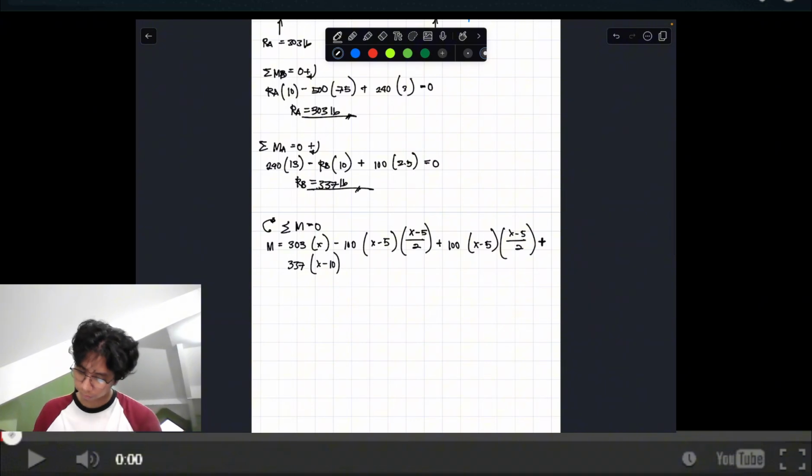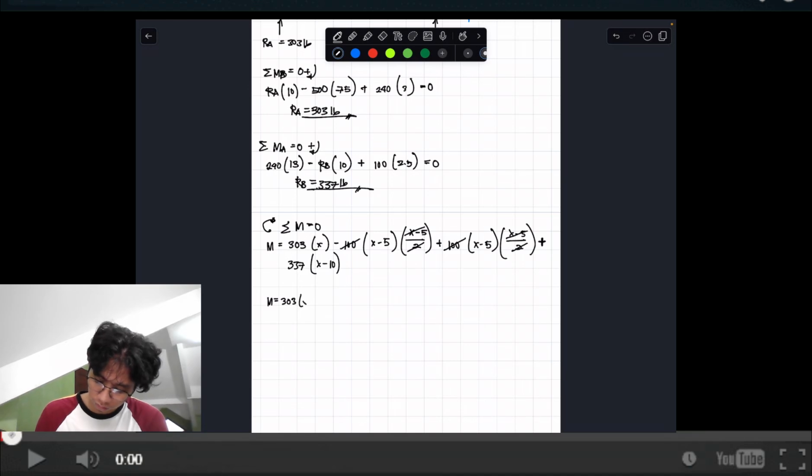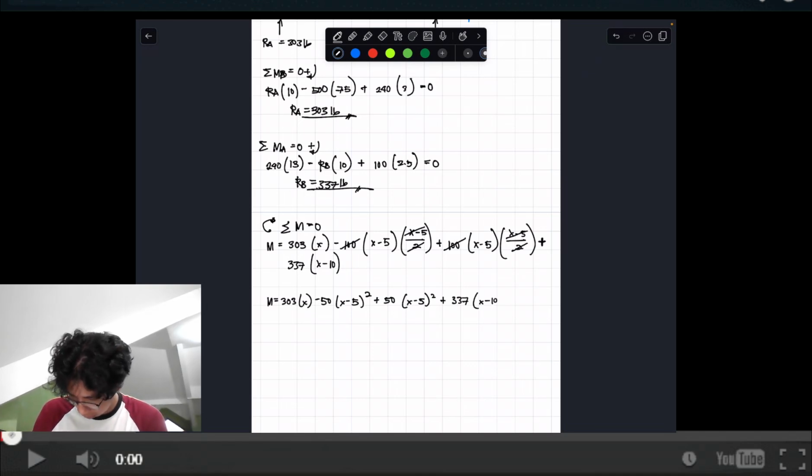So, ang mangyayari is 100 divided by 2, magiging 50. Maalis to, magiging squared na siya dito. Okay? So, ganito siya: 303x minus 50 (x minus 5) squared plus 50 (x minus 5) squared plus 337 multiplied by (x minus 10). Yan ang moment natin.